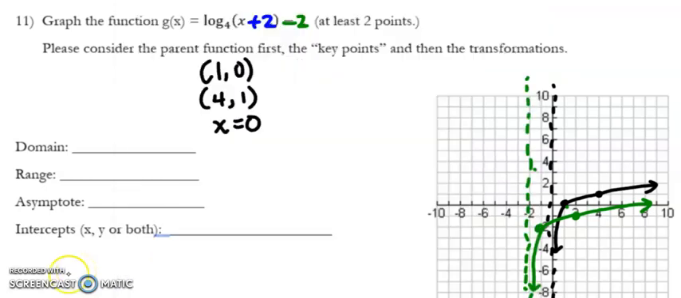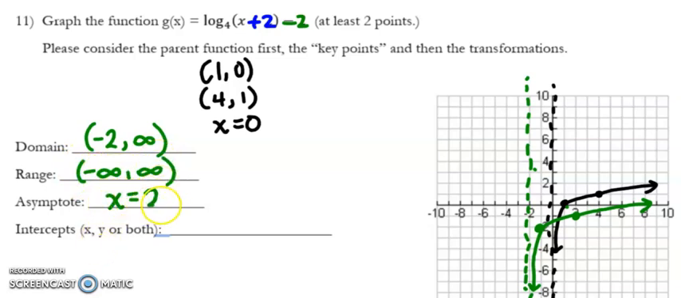All right, the domain of a logarithmic graph is based off of that vertical asymptote in the same way that the range for the exponential was based on your horizontal asymptote. So in this case, I can have as close to negative 2 as I want to be without touching it, all the way to infinity. My range is all real numbers. My asymptote was at x equals negative 2.